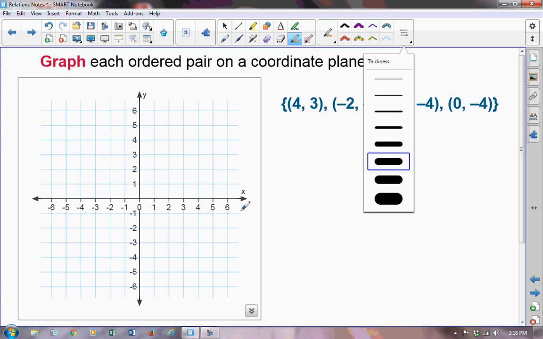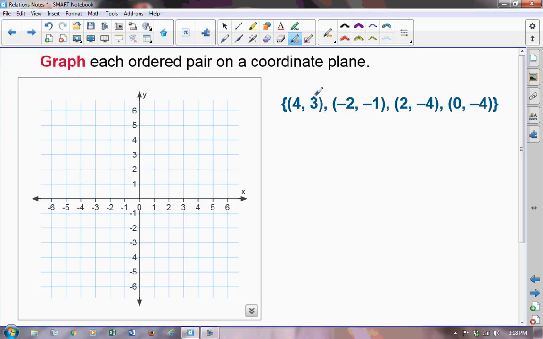the x and y axis, the coordinate plane, the x coordinate is first and the y coordinate is second. Remember that y is positive going up and negative going down, and x is positive going to the right and negative going to the left. So the x-axis, the y-axis, and the origin is 0, 0. So we go to the right 4 and up 3 represents the point 4, 3.